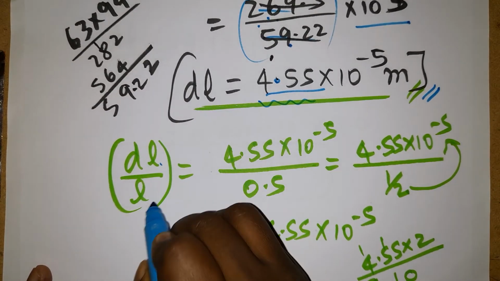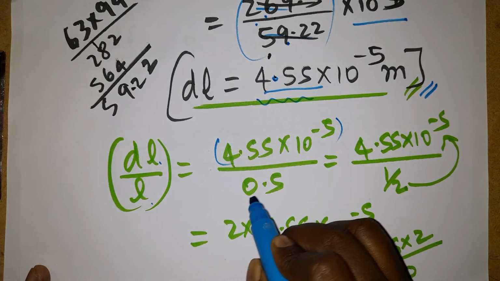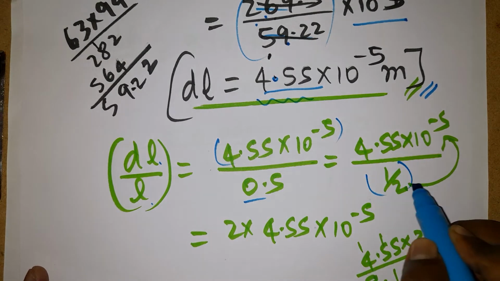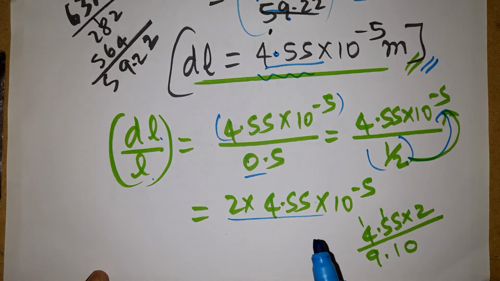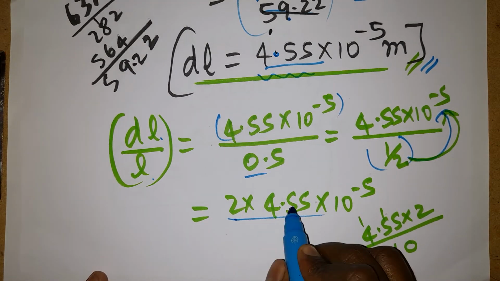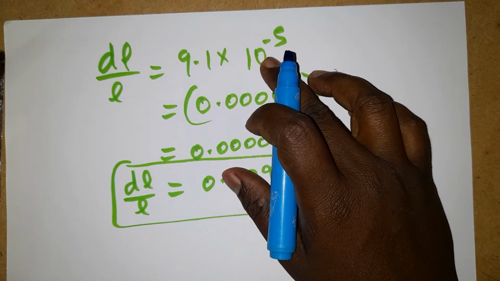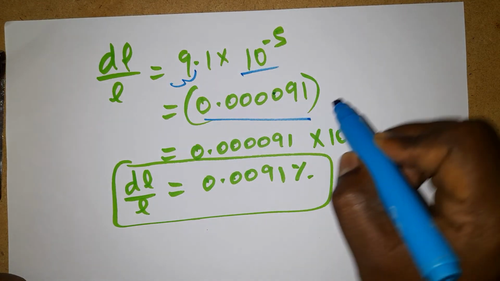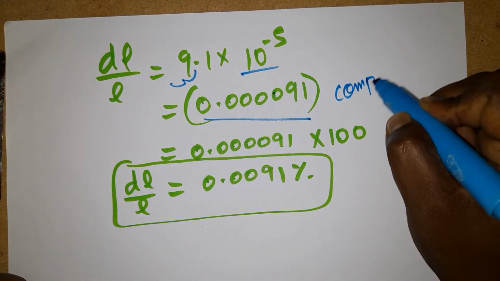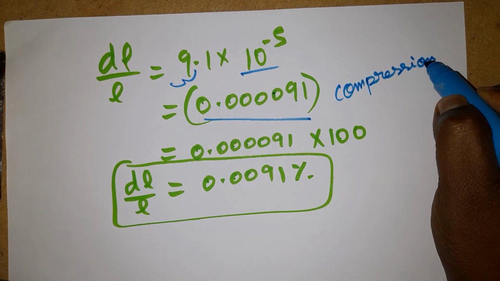Now changing length by original length. The changing length is this much and the original length is 0.5. Instead of writing 0.5 you can write a half, so the denominator goes directly into the numerator, and we take 2 times of this. Two times this gives approximately 9.1 into 10 power minus 5. Minus 5 means moving the decimal 5 places this side. This is the actual compression of the bone compared with the initial length.